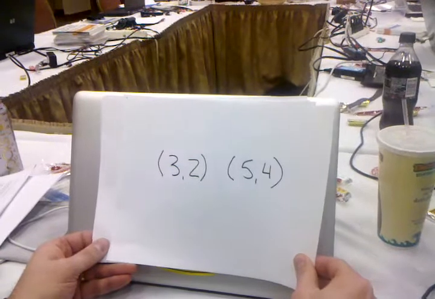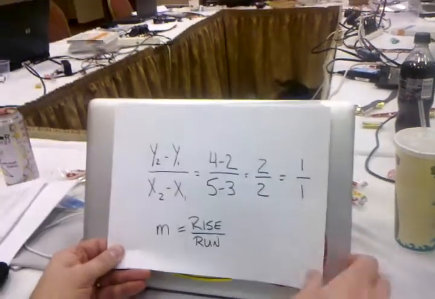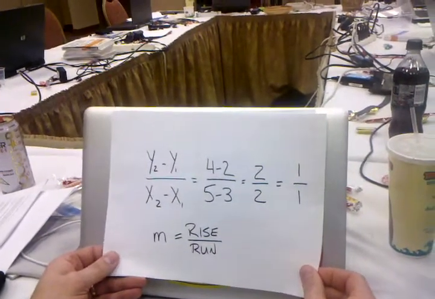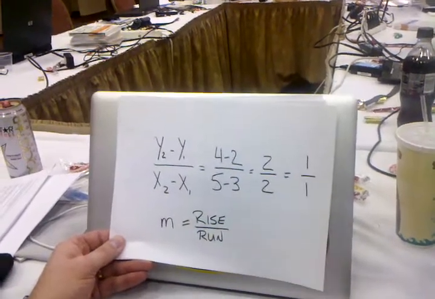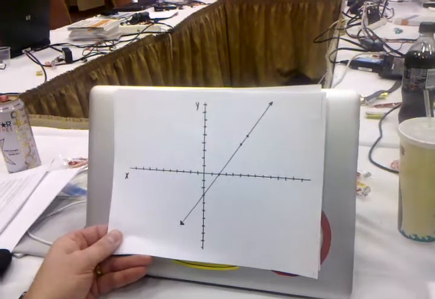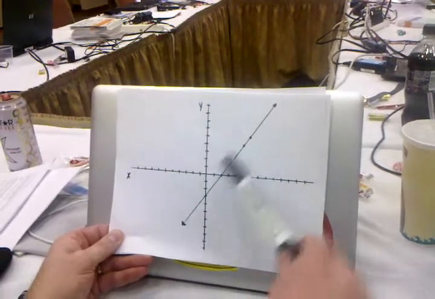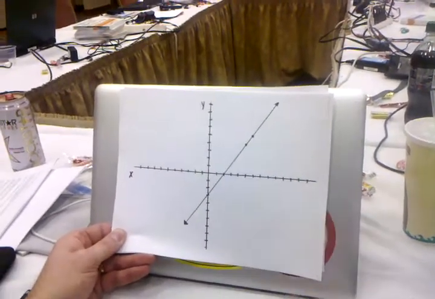You notice we have two ordered pairs. We're going to put those into a graph. We're going to actually subtract the y coordinates from the x coordinates, and you notice as we do that we end up with a 1 over 1, which is represented by this line on this graph, and you see that that is a positive slope.